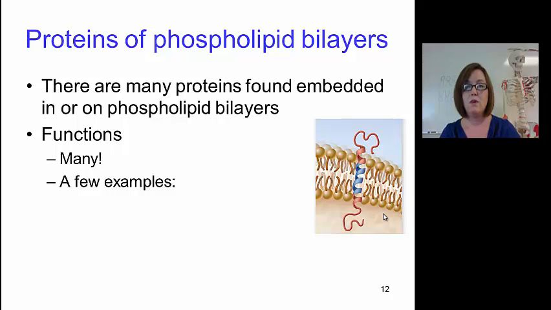Now, we've been talking about phospholipid bilayers so far as if they were pure phospholipid bilayers, but in reality, there are going to be other things that are a part of this bilayer, like proteins. And the proteins serve lots of different functions, and we'll explore some of this in just a bit.